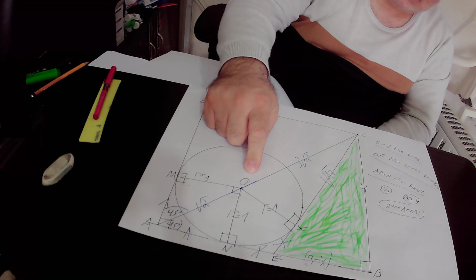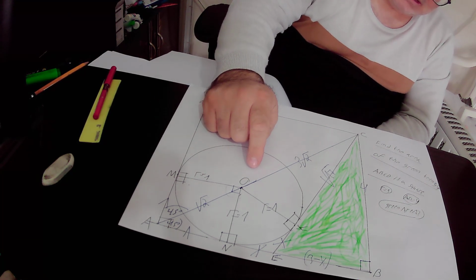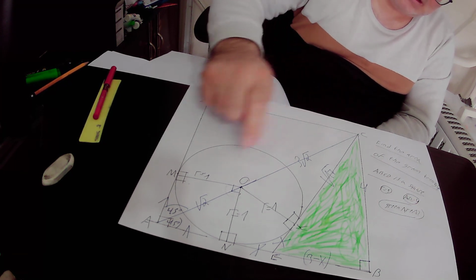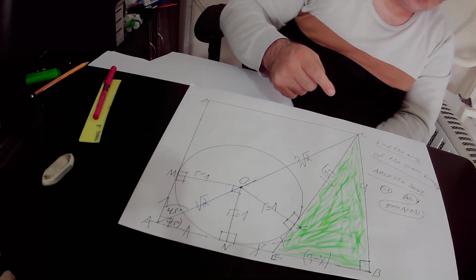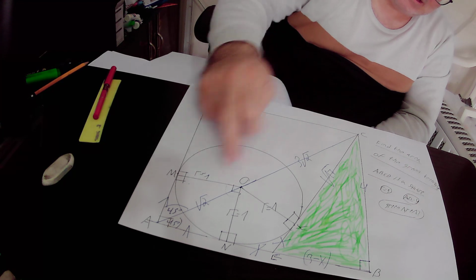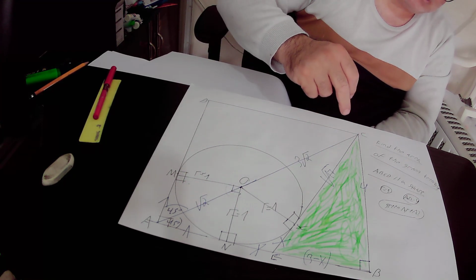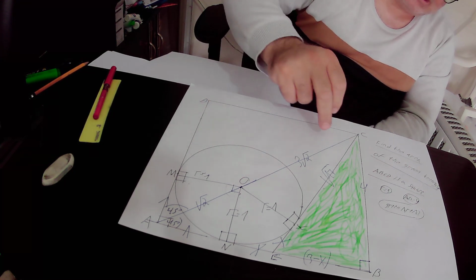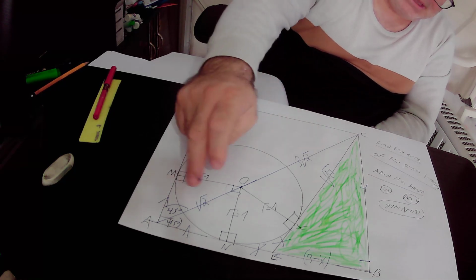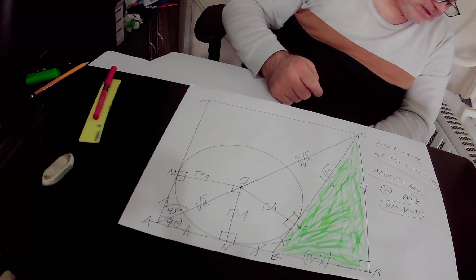Otherwise, if diagonal CA doesn't pass through point O, then angle CAB will not equal angle OAB. But because angle CAB equals angle OAB, we will conclude that diagonal CA passes through point O, otherwise angle CAB will never equal angle OAB.